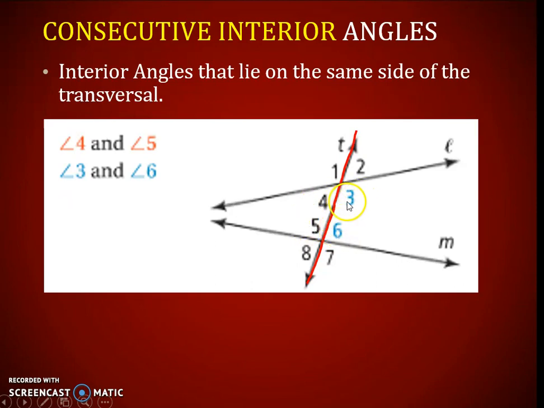This is consecutive interior. They're interior because they're inside L and M. L, M is here, they're inside. So right here, they are consecutive interior. They're consecutive interior for this side. So left side of the transversal, right side of the transversal.